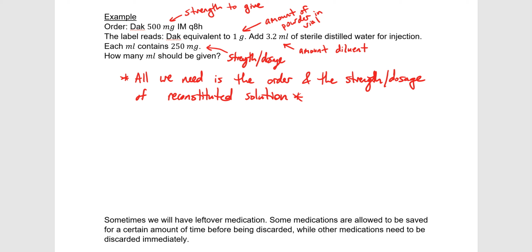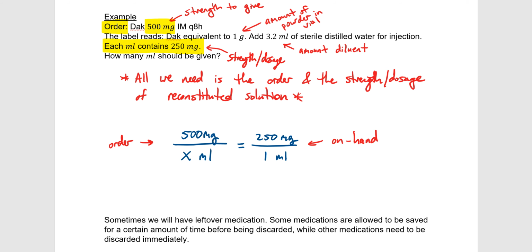Okay, so let's set up this proportion. So let's take a look at the order. The order is 500 milligrams, and we're looking for milliliters, so 500 milligrams over X milliliters. And let's take a look at the strength per dosage. For strength per dosage, it says each milliliter contains 250 milligrams. So setting this up, it's going to be 250 milligrams divided by 1 milliliter. And that came from the on-hand drug, which was the strength per dosage.